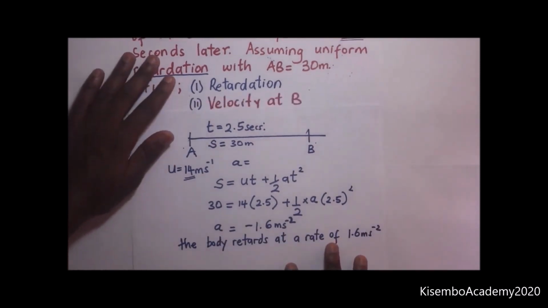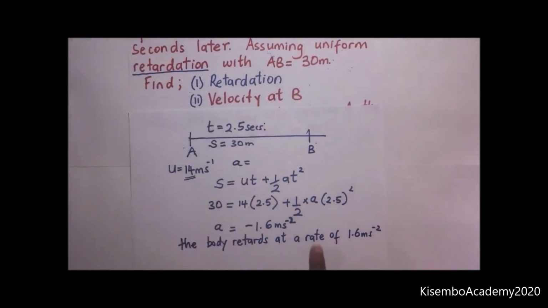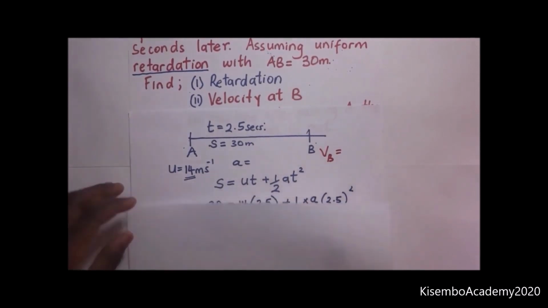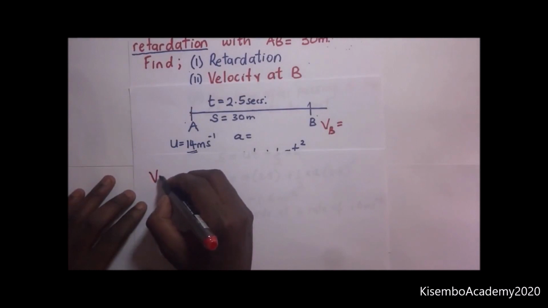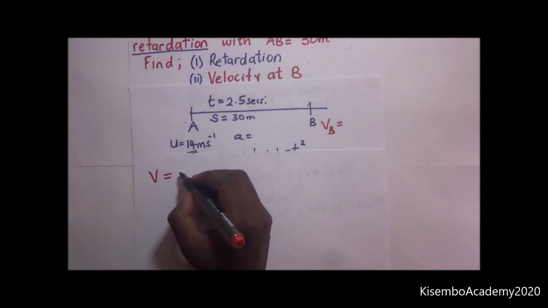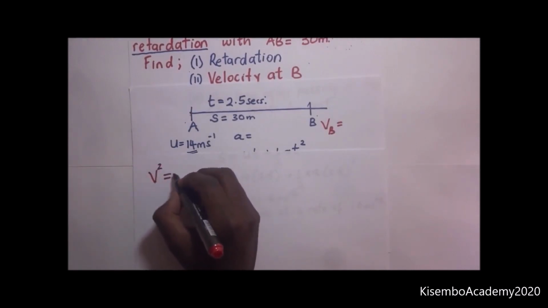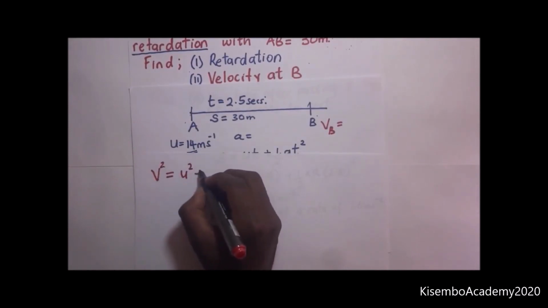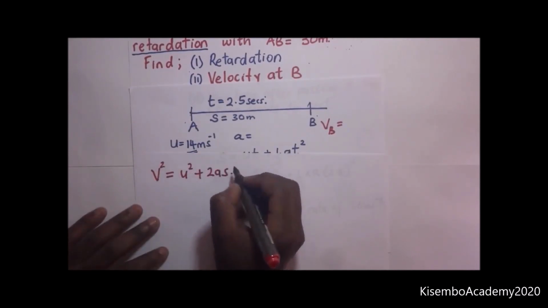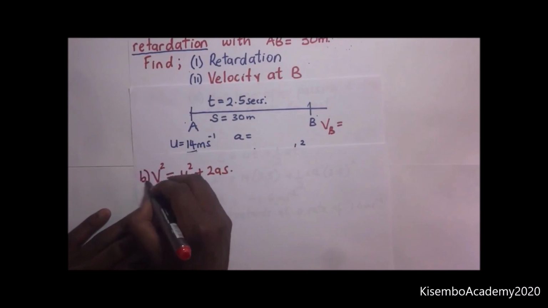So we'll go ahead and do Roman 2. They want us to find the velocity at B, so we do not know the velocity at B. So we'll go ahead and calculate the velocity at B. Still, we're going to use one of our equations of motion to find the velocity at B. We shall use the velocity at B, VB. V squared is equal to U squared plus 2AS. This is part B we are answering.